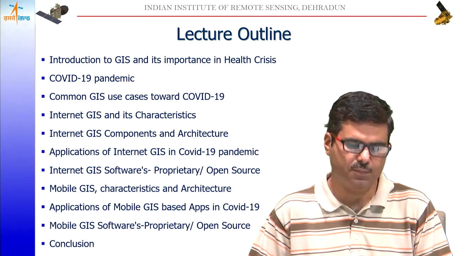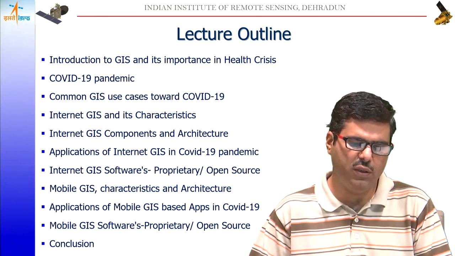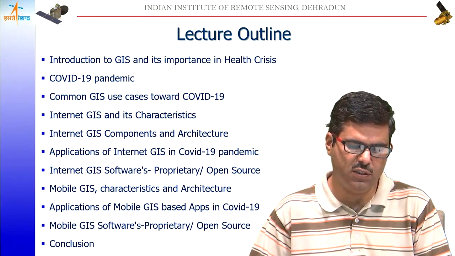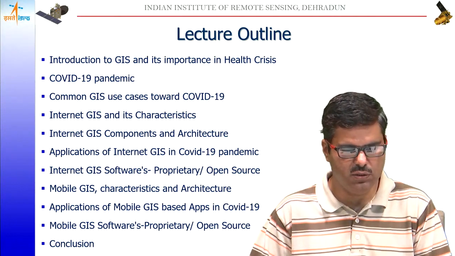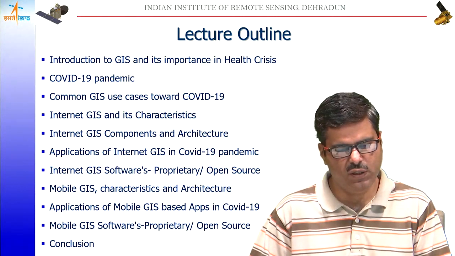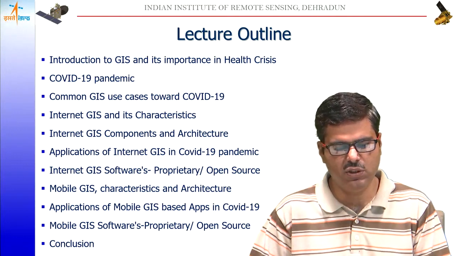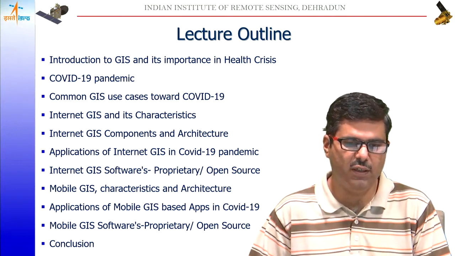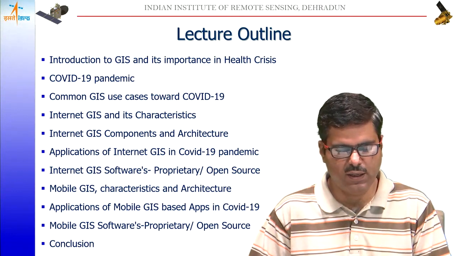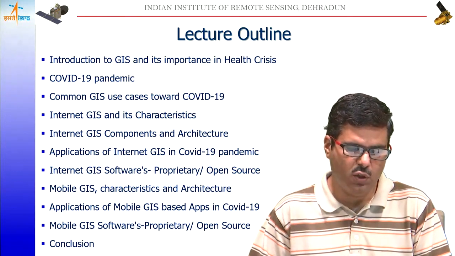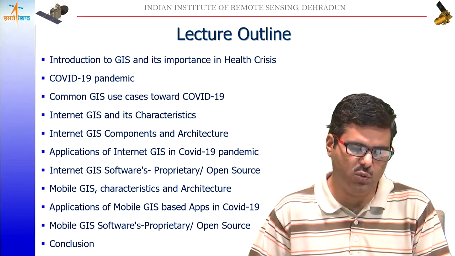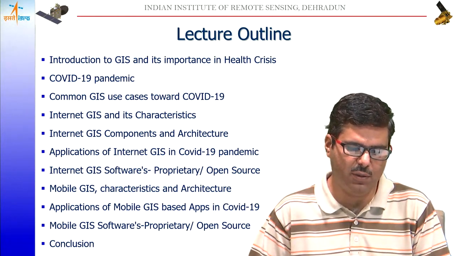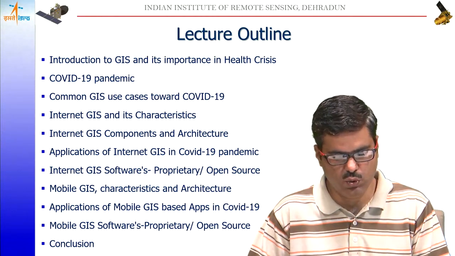Then we'll delve into the intricacies of Internet GIS and its various characteristics, followed by its components and architecture. Next, we'll see the various Internet GIS related applications targeting the COVID-19 pandemic for combating and tracking related activities. We'll also see the various software, either proprietary or open source, that enable us to develop these internet-enabled applications towards COVID-19.